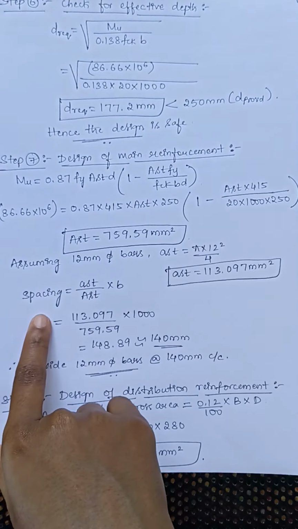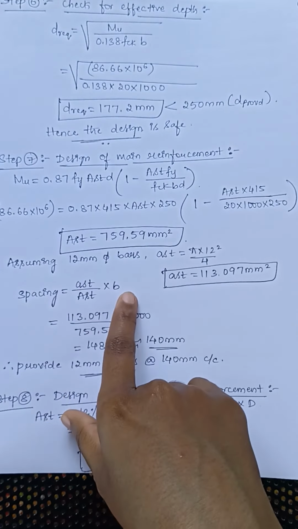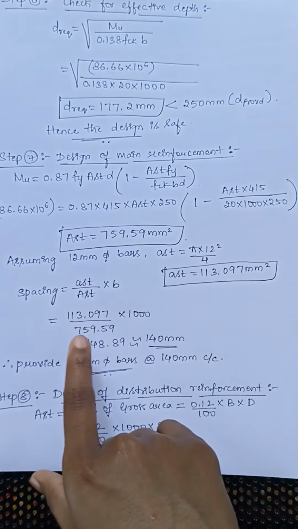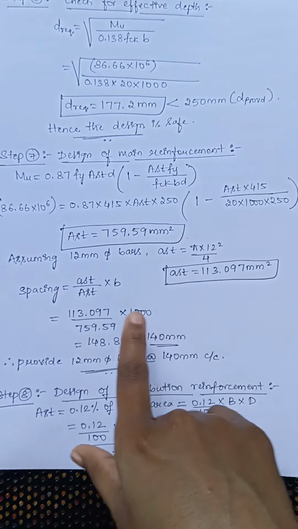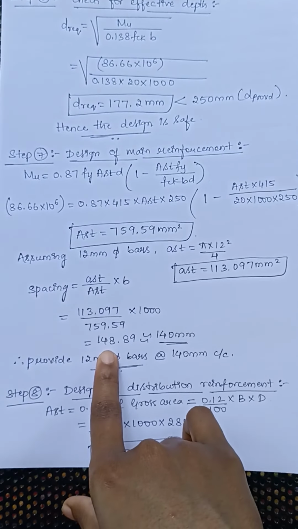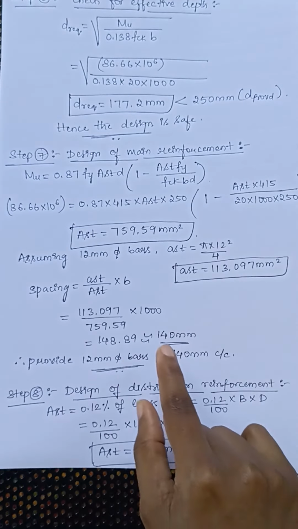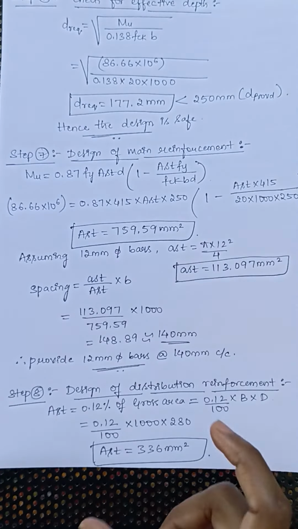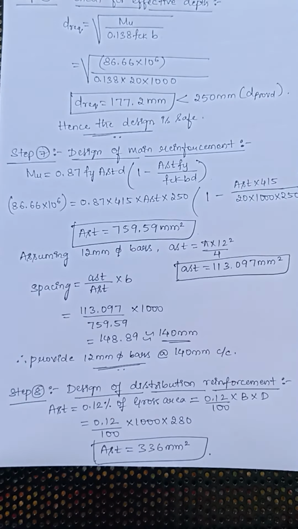Then let us find the spacing that is provided. To find the spacing, we have the formula small AST by capital AST into B, where the small AST value is 113.097 divided by capital AST, which is 759.59, and B is the unit width, that is 1000 mm. On simplifying, you get the value of 148.89, approximately; reduce it to the nearest value, that is 140 mm. Finally, you write a sentence as: provide 12 mm dia bars at 140 mm center to center. So that gives you the design of the main reinforcement.